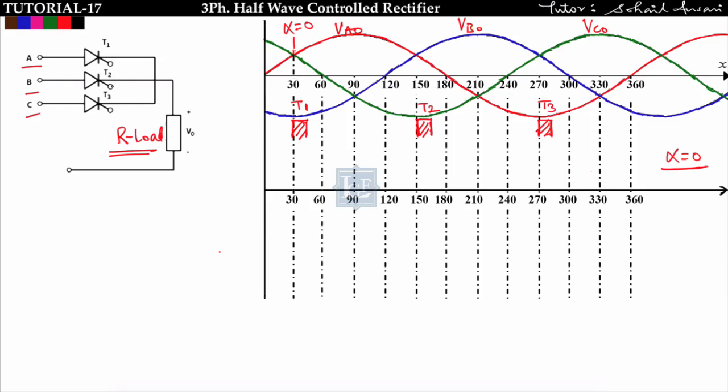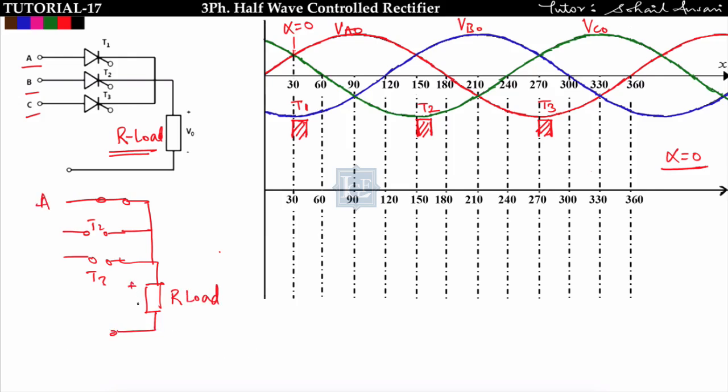Now see, when T1 will be triggered and T2 and T3 are not triggered at omega t is equal to 30, that alpha is equal to 0, I am triggering T1 only. T2 and T3 are not triggered means T2 and T3 both will be open circuited. Only T1 will start conducting like this. Is it fine? And it is connected to load that is having R load. For the time being I am taking R load only and this is O point, this is A point.